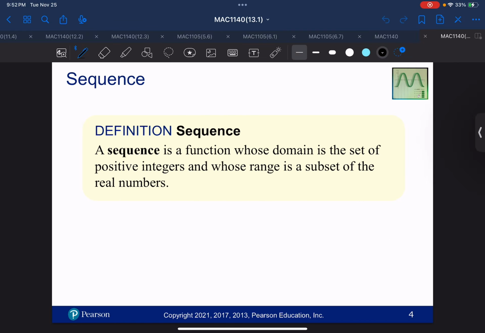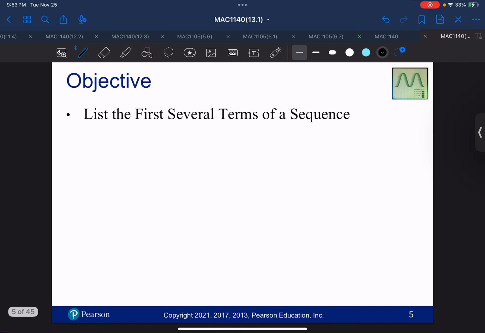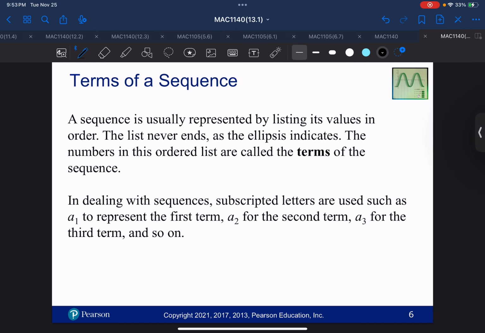Okay, so first of all, a sequence is a function whose domain is the set of positive integers, so starting at 1, and then the counting numbers. So the domain is only positive integers, whose range is a subset of the real numbers. A sequence is usually represented by listing its values in order. The list never ends, as the ellipsis indicates, the 3 dots at the end. The numbers in this ordered list are called the terms of the sequence.